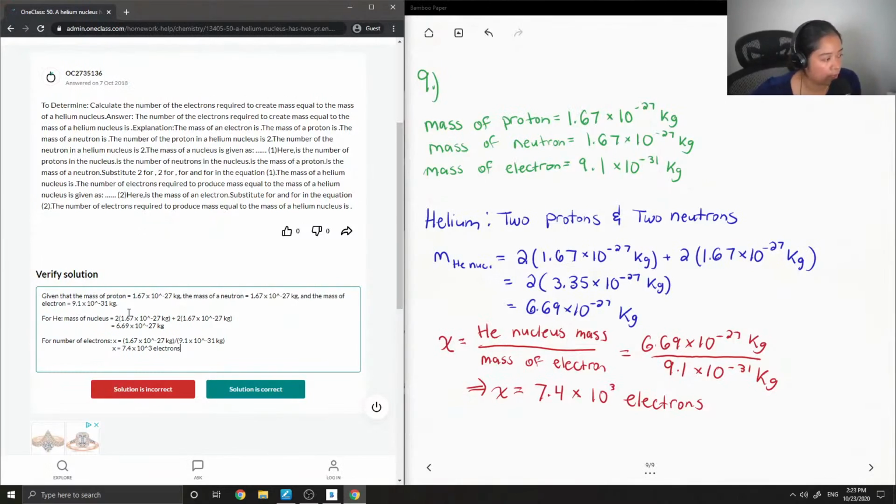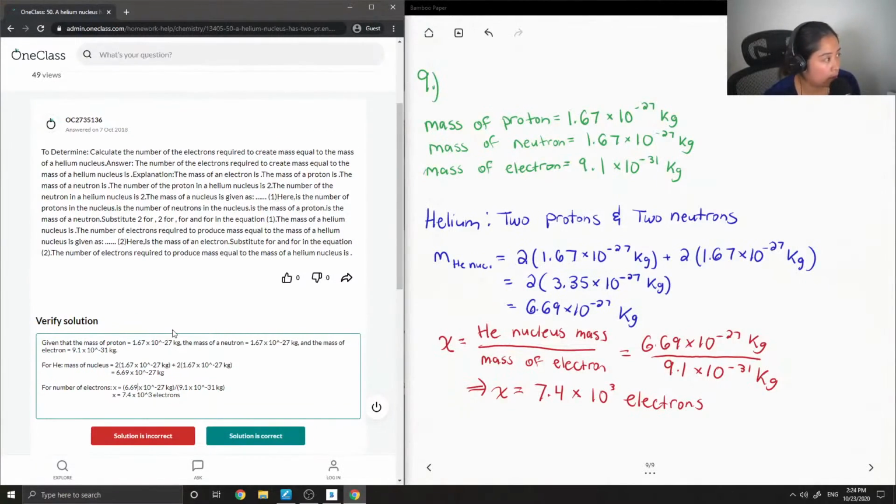Okay, so I said that given the mass of proton is equal to this, the mass of a neutron is that, and the mass of the electron is 9.1 times 10 to the negative 31. For helium, the mass of the nucleus is 2 times 1.67 times 10 to the negative 27 plus the same thing, and we get the mass of the nucleus. For number of electrons, I think I'm double checking this: 6.69 times 10 to the negative 27 kilograms divided by 9.1 times 10 to the negative 31 kilograms. Then we get x equals 7.4 times 10 to the 3 electrons.